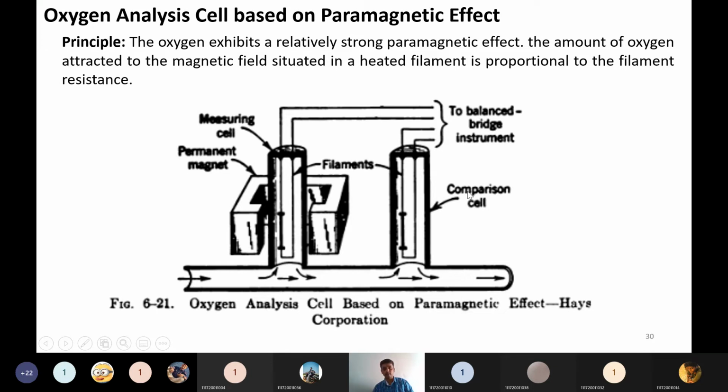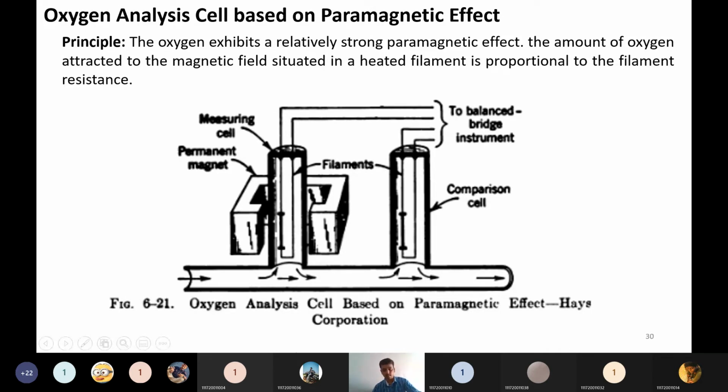The two cells, one a comparison cell and another the measuring cell, are both connected directly to a bridge circuit. Therefore their resistance will be compared accordingly, and we can predict how much oxygen is coming into the measuring cell. Inside the sample tube, using a blower or something similar, a sample containing oxygen will be pumped in. Due to the identical wires in the comparison cell and measuring cell, they will attract the oxygen due to the heated filament.